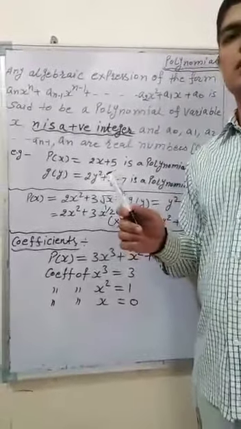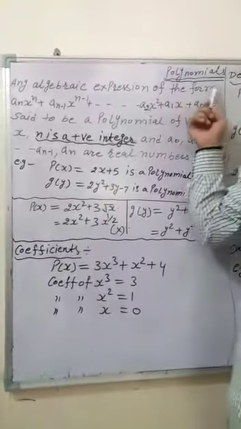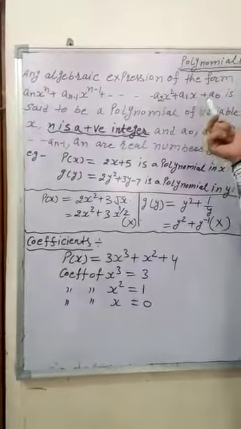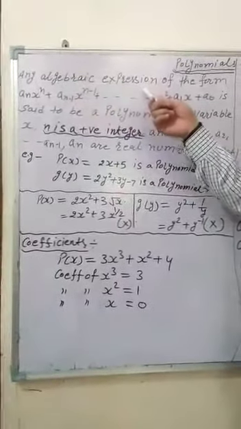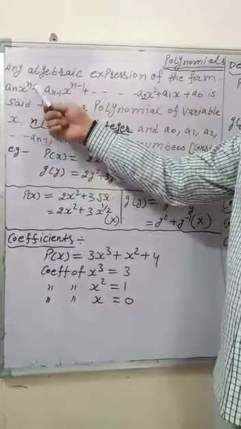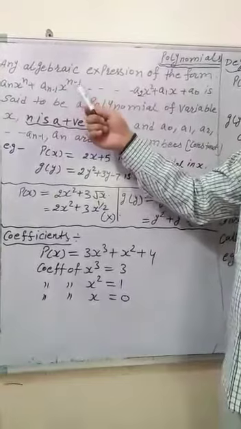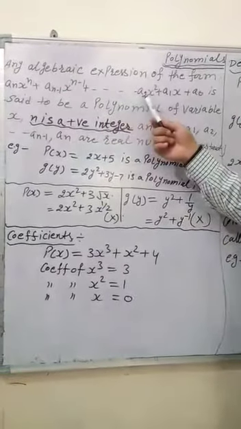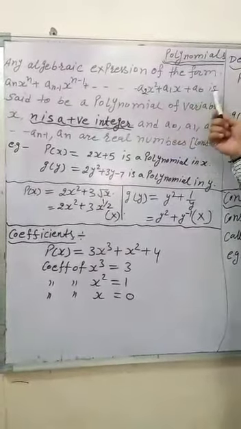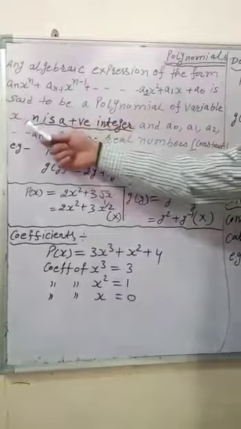Namaskar students. Today we'll discuss chapter number 2, polynomials. First of all, we'll discuss what we mean by polynomials. Any algebraic expression of the form an x raised to power n, an minus 1 x raised to power n minus 1, plus ..., a2 x square, a1 x, plus a naught is said to be a polynomial of variable x.